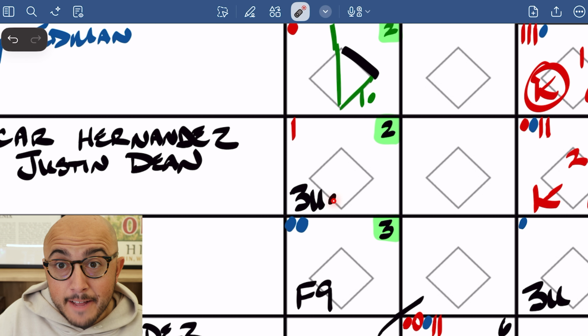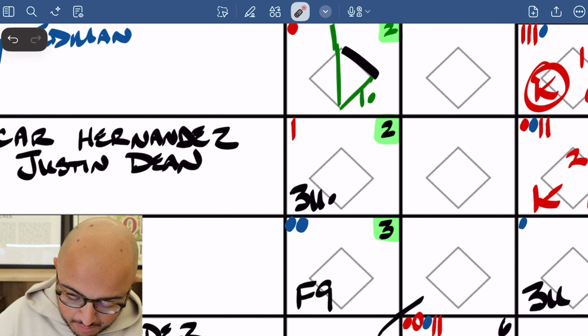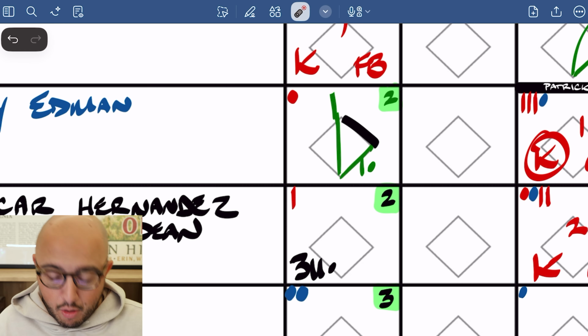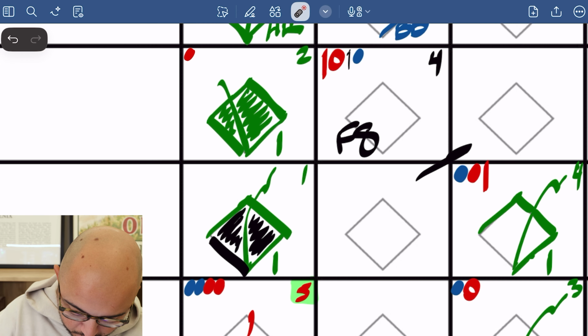There's that RBI dot there. Another at-bat with a runner in scoring position. So because Teoscar was retired on an out, I mark it in black. And that runner scores on an out, so I fill it in black as well.